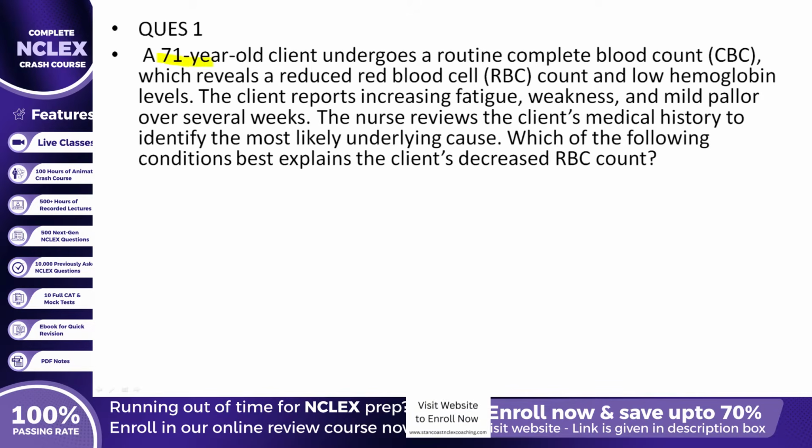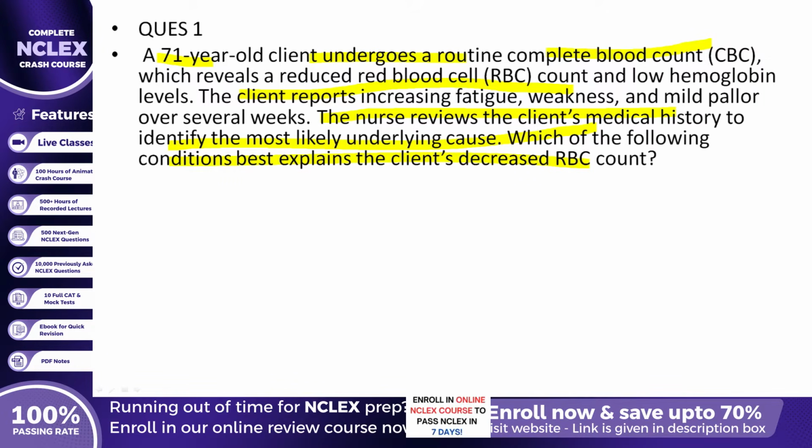Moving forward into another high-yield clinical reasoning question, imagine this scenario. A 71-year-old client undergoes a routine complete blood count that reveals a low red blood cell count and reduced hemoglobin levels. The client reports fatigue, weakness, and a pale appearance that has gradually worsened over several weeks. The nurse's task is to interpret these findings and determine which condition is the most likely underlying cause of the anemia. The available options are as follows.